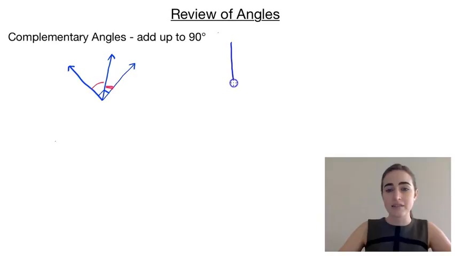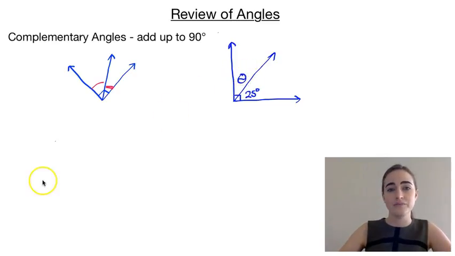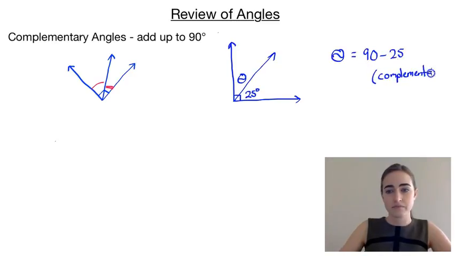Let's have a look at an example. We've got our right angle here, got another ray coming out, and we've got a 25-degree angle here and a theta here, and we want to find the size of that angle. Because we know they add up to 90 degrees, to find theta we can go 90 minus 25, and the reason for that is complementary angles. And then 90 minus 25 gives us 65 degrees. So theta is 65 degrees.